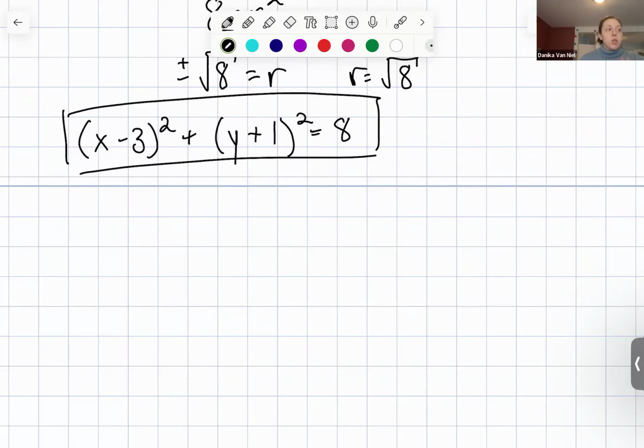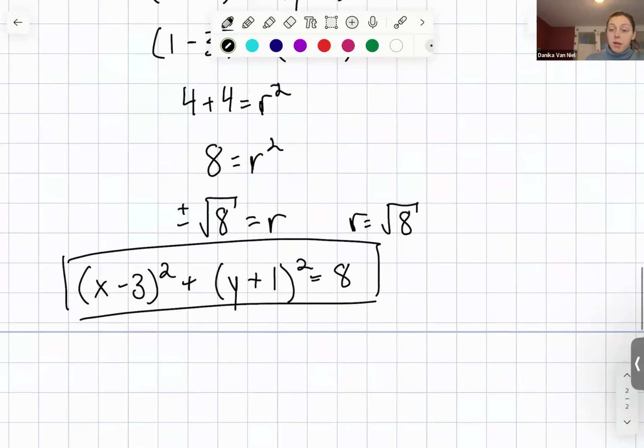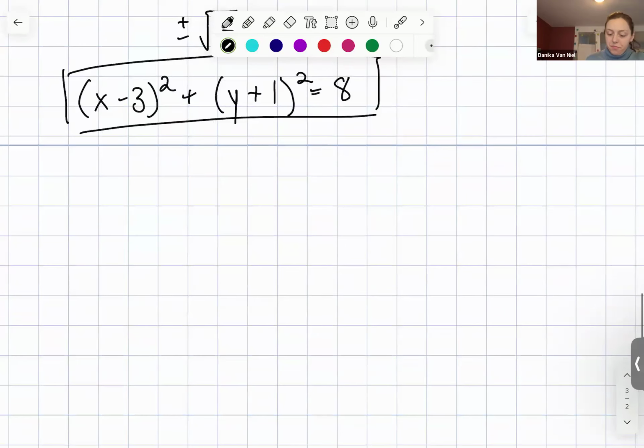Okay. So let's look at part of what we did above. So square root of 4 plus 4.